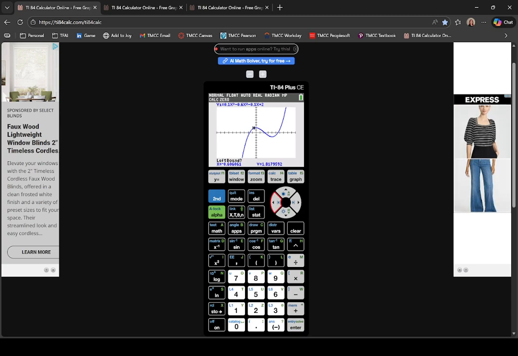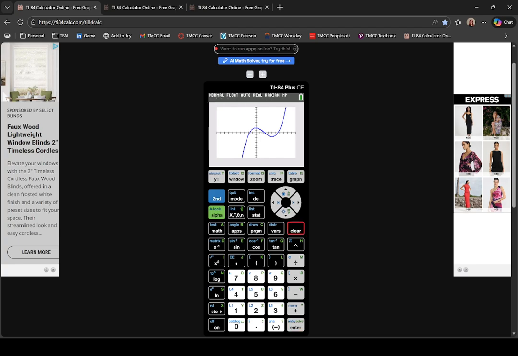If I hit to the left a little bit, and I'm now to the left of the first place where I crossed the axis, that's where I'm going to mark my left bound. Now it asks for my right bound, so I'm going to go to the right of where I crossed the axis, and I hit enter. I hit enter one more time, and there I'm given my first zero, negative 1.680.